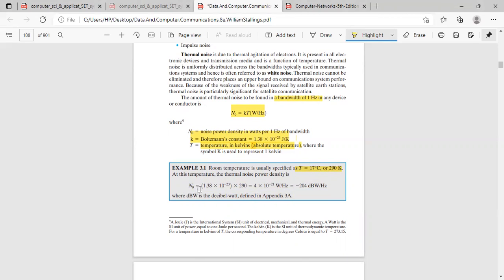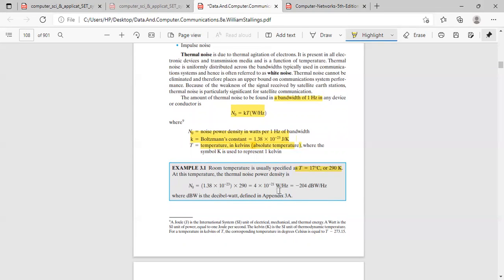We are going to compute the thermal noise for this given temperature. In place of K, I'm substituting the Boltzmann constant, 1.38 into 10 power minus 23. Since the Boltzmann constant is in joules per Kelvin, I'm substituting this 290 Kelvin temperature value here. When I multiply these two, I get 4 into 10 power minus 21 watts per hertz. This is the way we compute our thermal noise.